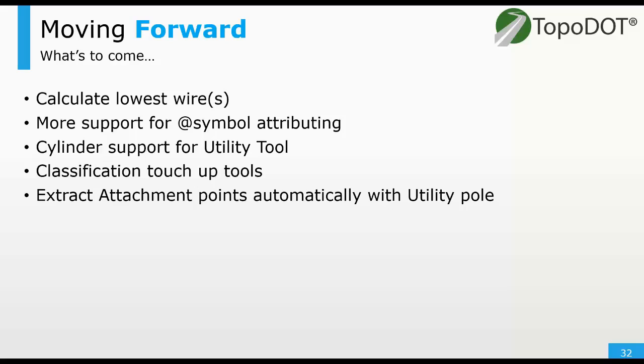But some topics might be calculating lowest wires, adding a little bit more support for the at symbol attribution. So those were those little points that we were placing. Cylinder support for the utility pole if you want that cylinder there, and maybe some classification tools, as well as a dream tool at the end there, automatically finding the attachment points with just the utility pole alone. So we got some tricks up our sleeve. We'll have to look at that, see if it's possible, but I think you guys would really like that.